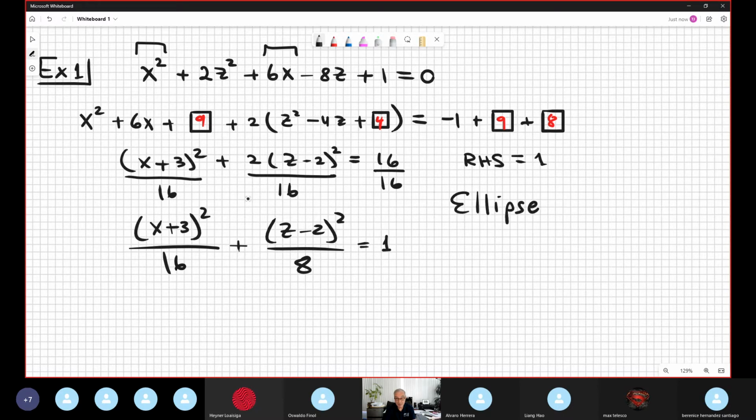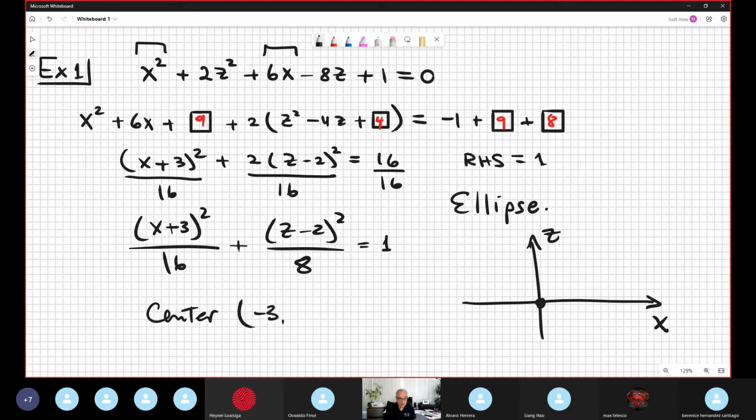So in the plane x, z, the y-axis is missing, and therefore it is perpendicular to the xz plane. We have an ellipse, no? And by the way, the center of this ellipse is located at the point minus 3, 2, no? Remember the opposite sign. And a, que is the major axis, is 4. We come from that 4, square root 16. And b, que is the minor axis, is 2 radical 2, which is radical 8.